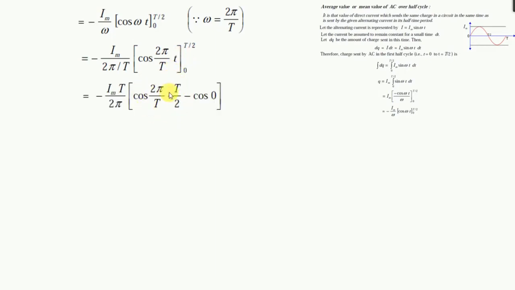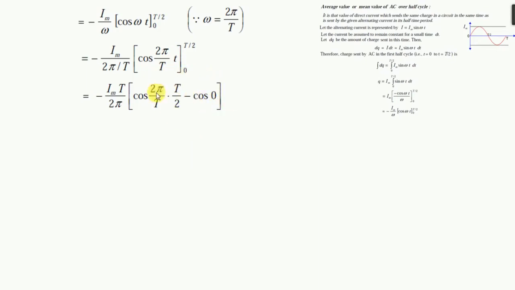Now I'll put the value of omega, that is 2 pi by T. So this is 2 pi by T, and out here also I can write 2 pi by T. Now I'll put the value of the limit. In the first case I'll write the upper limit instead of t, so this is cos of 2 pi by T into T by 2, the upper limit, minus cos of 2 pi by T into the second limit, which is 0, so 0 into 2 pi by T is 0, so I am just writing cos 0.